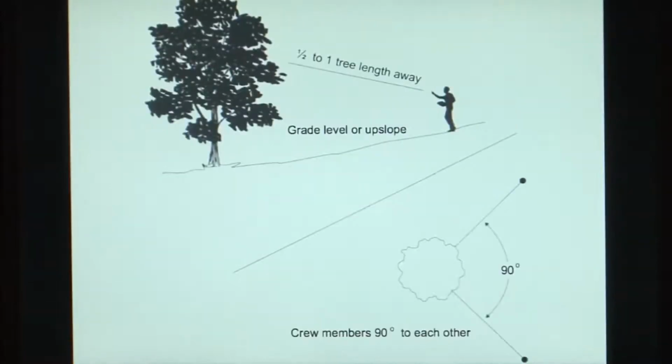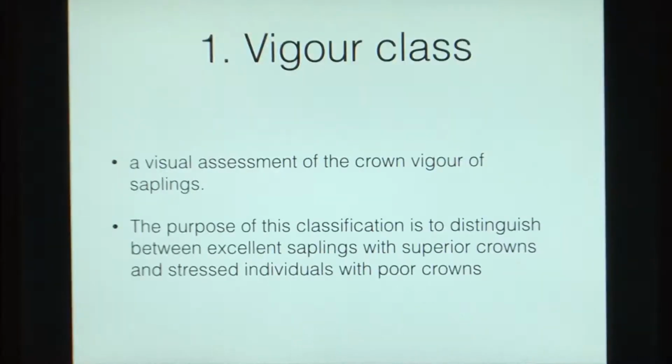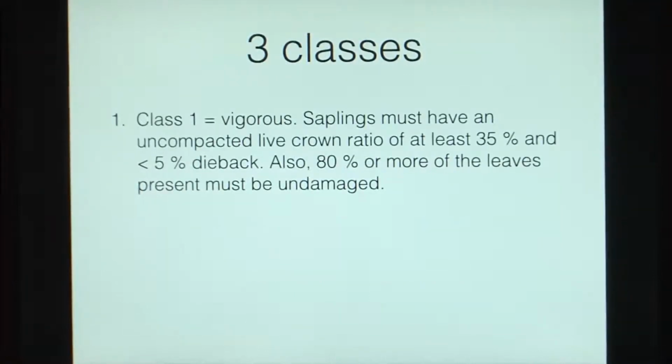Now, in the case of canopy, we also looked at how we observe a canopy. We stand half to 1 tree length away, and if there are 2 observers, they should stand at 90 degrees to each other. We looked at vigor class. What do we mean by vigor class? It is a visual assessment of the crown vigor of saplings. With this, we defined 3 kinds of vigor classes. Class 1 was the most vigorous class.